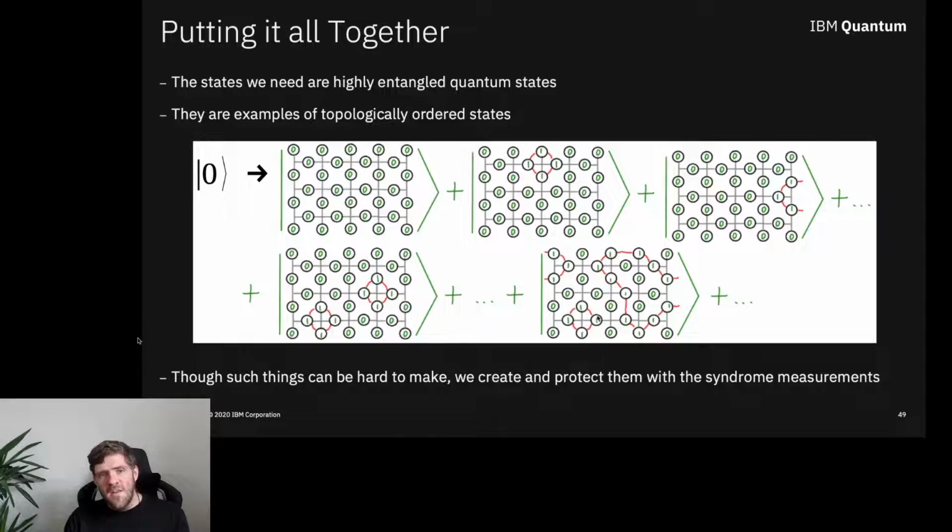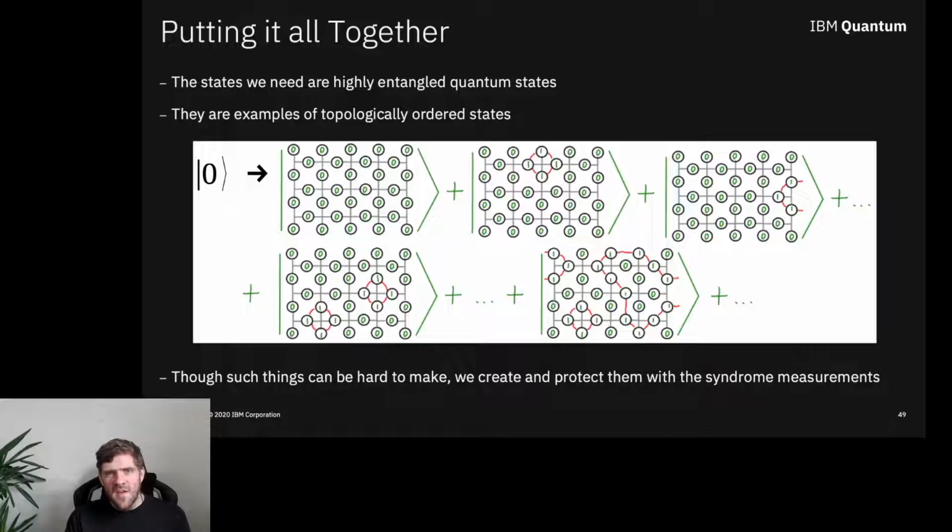So obviously here we need highly entangled quantum states. The logical 0 is a highly entangled quantum state. The logical 1 is a highly entangled quantum state. Any superposition of them is a highly entangled quantum state. And they're actually examples of something called topologically ordered states, which are quite an exotic form of many-body entanglement.